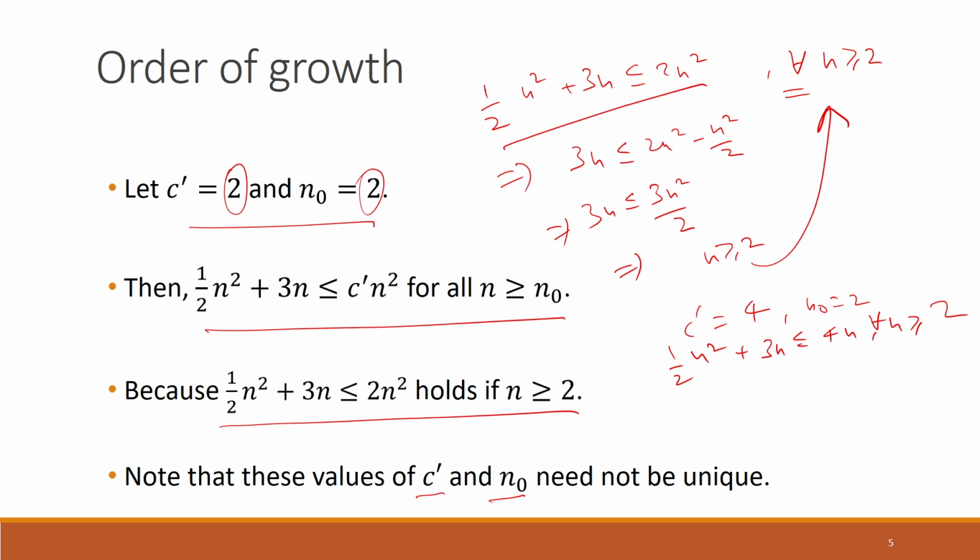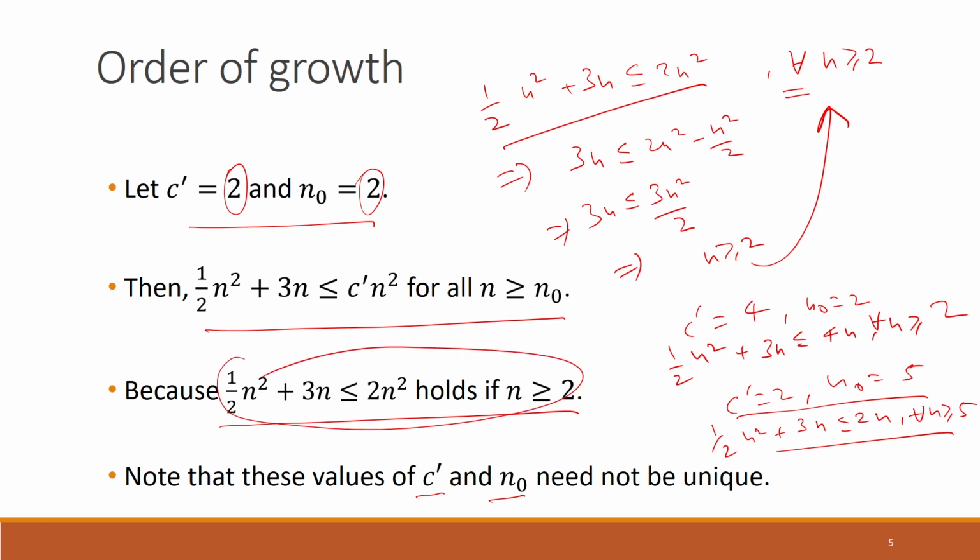Similarly, you can choose c dash to be equal to 2 and n naught to be equal to 5. Even then this will be satisfied, that half n square plus 3n is less than or equal to 2n square for all n greater than or equal to 5. And this is very simple to see, that if this condition holds for all n greater than or equal to 2, it will also hold if n is larger than 2. So, we just need to come up with one set of values of c dash and n naught if we have to prove that a function f(n) is of the order g(n).